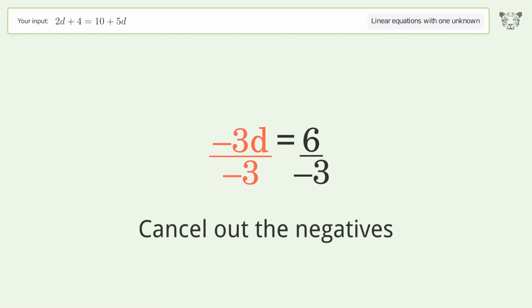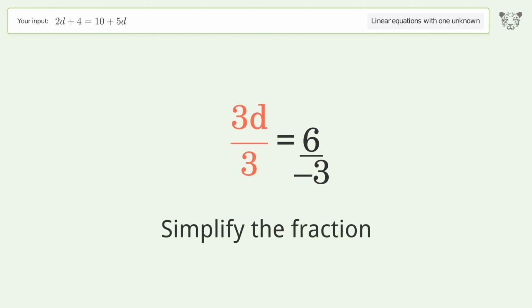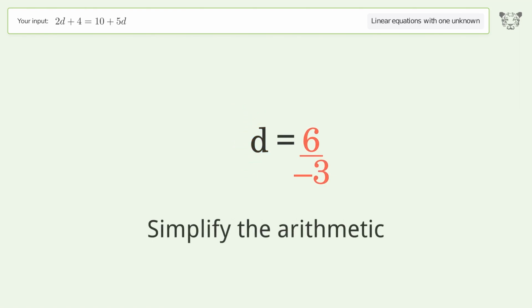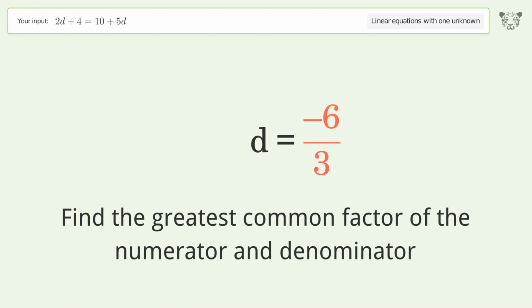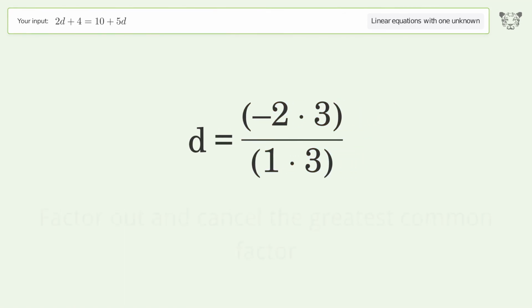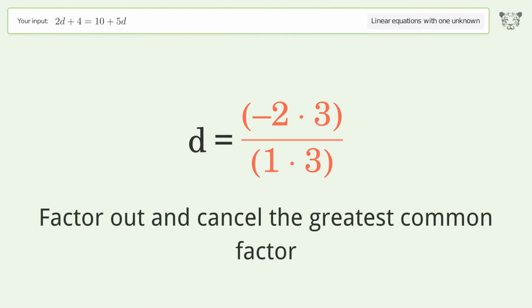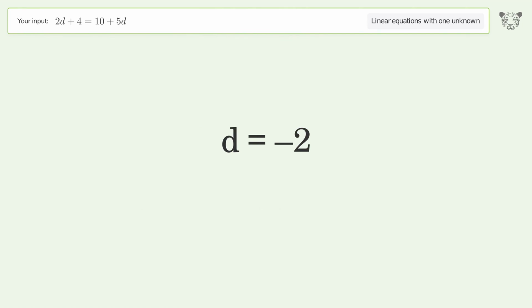Cancel out the negatives. Simplify the fraction. Simplify the arithmetic. Find the greatest common factor of the numerator and denominator. Factor out and cancel the greatest common factor. And so the final result is d equals -2.